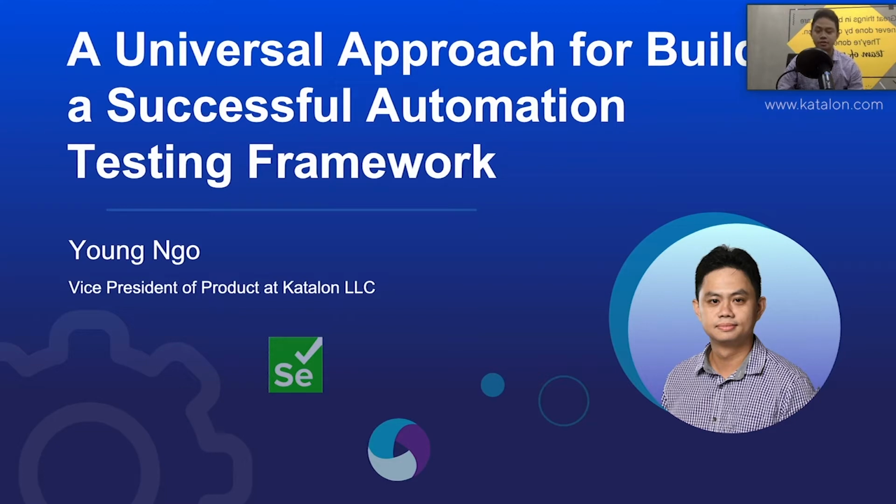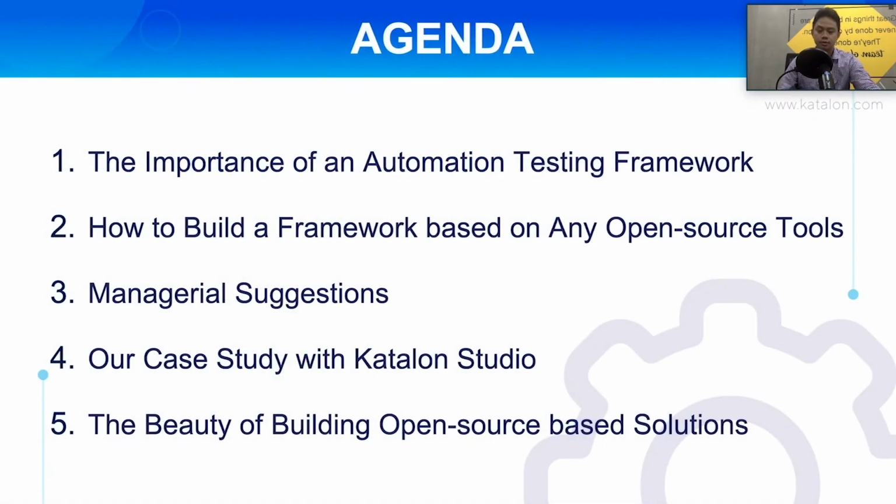Today, I'm very excited to share with you the topic: a universal approach for building a successful automation testing framework. So here is the agenda for my presentation today. Firstly, I will share the importance of an automation testing framework. Secondly, we share an approach to build a framework based on any open source tool. Next, we provide some managerial suggestions when building or deploying an automation testing framework. Next, our case study with Katalon Studio. And finally, we share some of the benefits that we recognize when building a tool based on an open source solution.